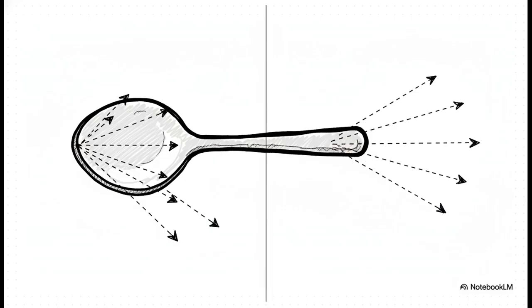The spoon is the perfect tool for this. The inside, the part that's curved inwards, is a concave surface. It takes light rays and pulls them together, or converges them. The back of the spoon, the part that bulges out, is a convex surface. It does the opposite. It spreads the light rays apart, or diverges them.